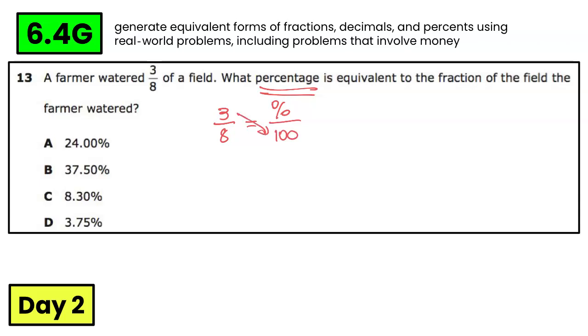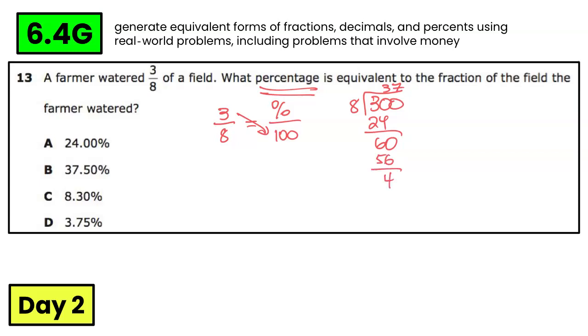And so if I cross multiply here, I'm going to get 3 times 100, which is 300, and then I'm going to be dividing that number by 8. 8 will go into 30 3 times with a remainder of 6, and then bring down my 0. 8 will go into 60 7 times, and 7 times 8 will give me 56 with a remainder of 4.